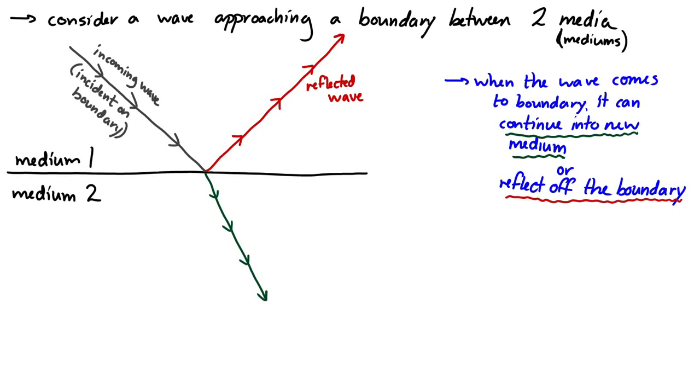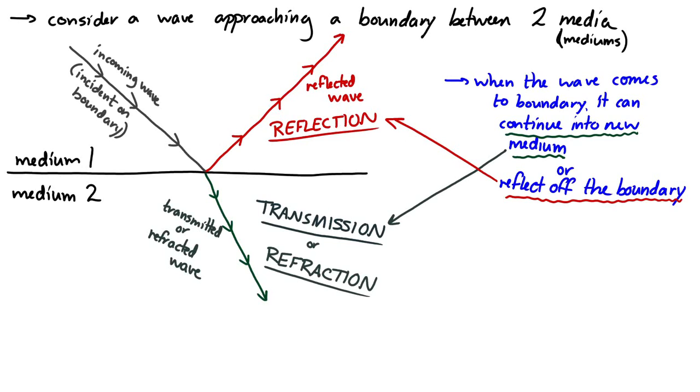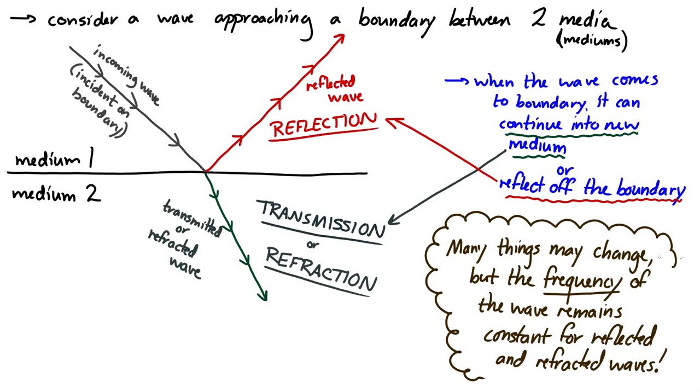Reflecting off of the boundary is, of course, called reflection. Passing into a new medium is called transmission. We call the phenomenon where it passes into a new medium and is changed, refraction. So that's altering the wave when it enters into a new medium. Many things might change in reflection and refraction, but one thing that always remains constant with the wave is the frequency. That's going to be key. The frequency always remains constant, even when the wave passes into a new medium or reflects off the boundary.